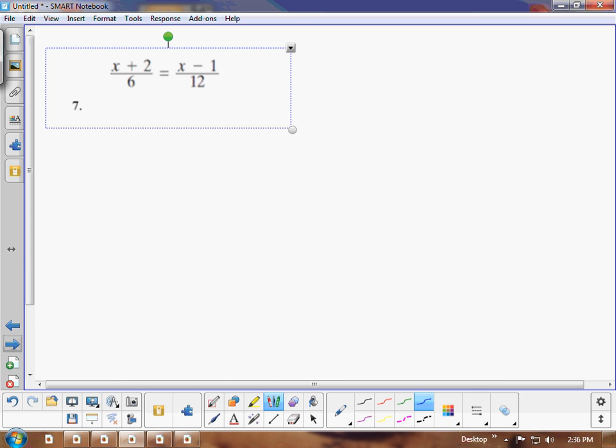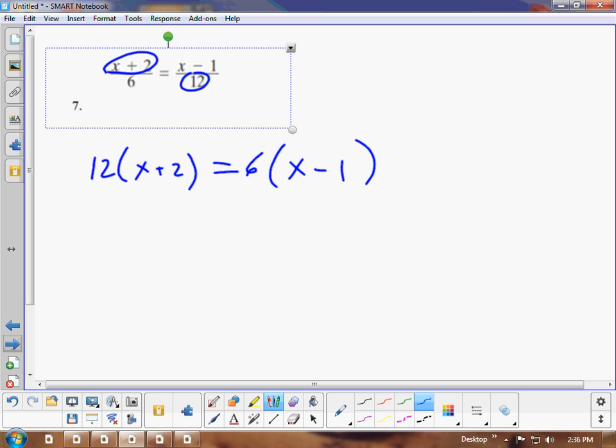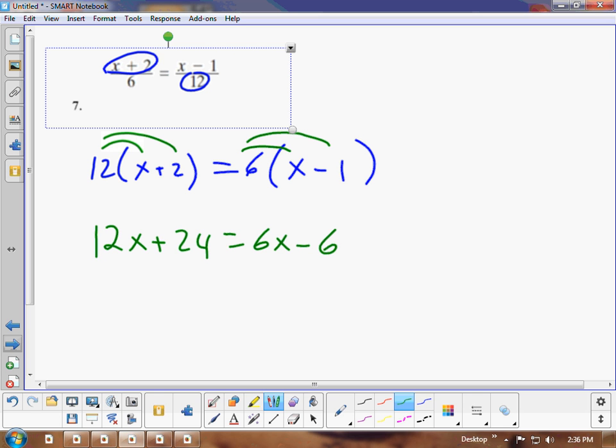Okay, we're going to cross multiply. This times this is 12 times x plus 2 equals 6 times x minus 1. One of these questions does not check well, but on tomorrow's quiz they will check okay. So I might not do a check on this one. 12x plus 24. Distribute the 12. 6x minus 6. I'm going to bring x's to one side, numbers on the other.